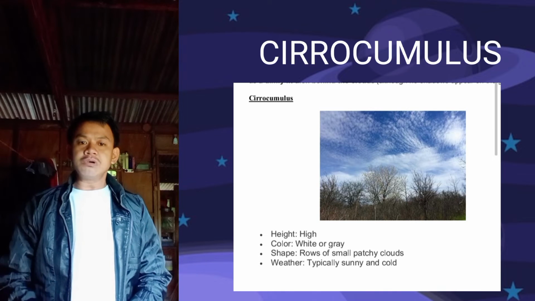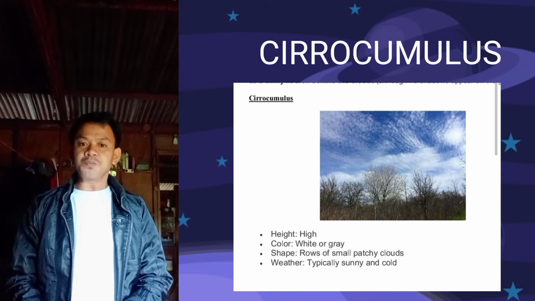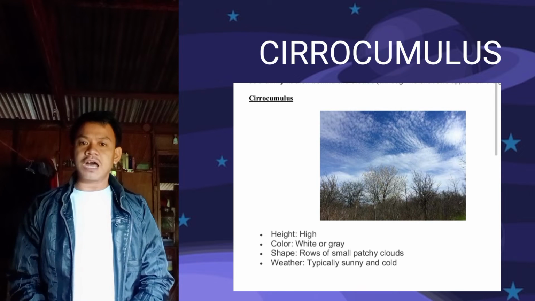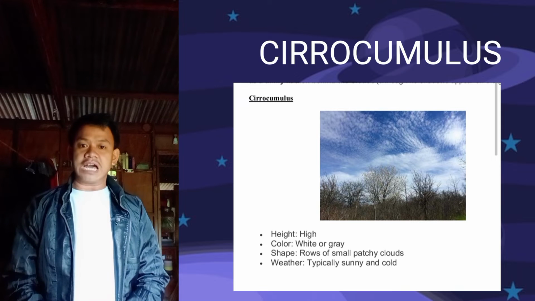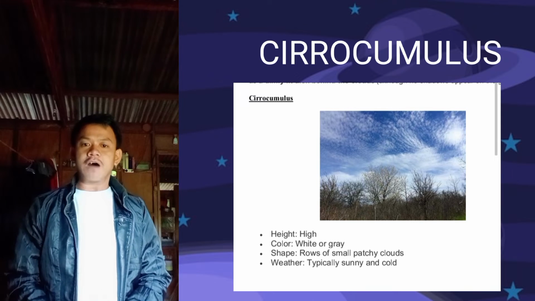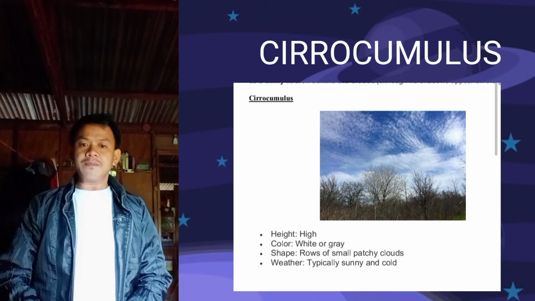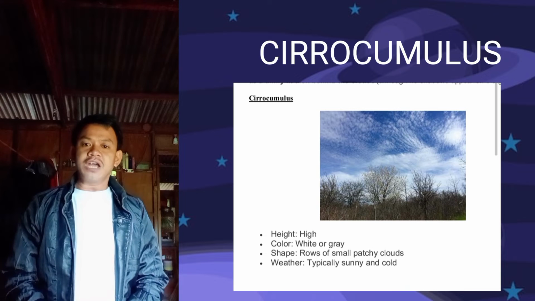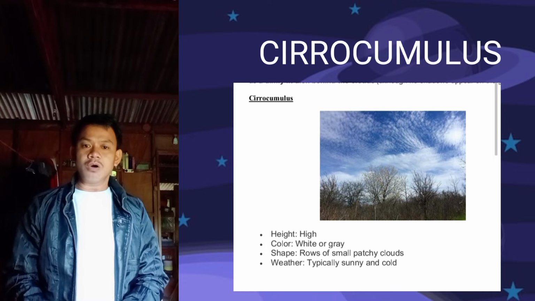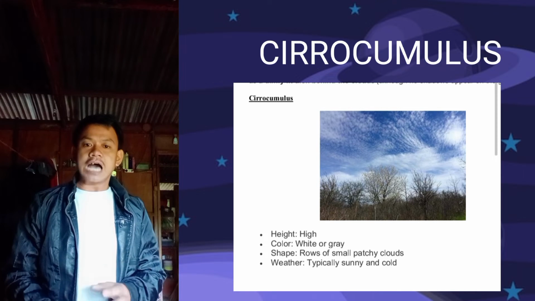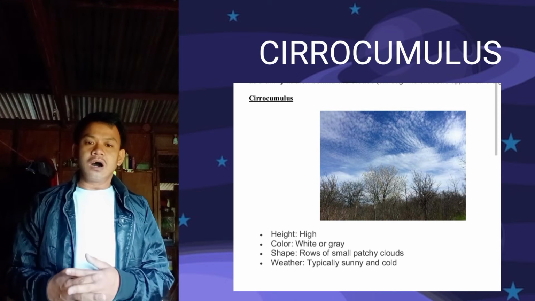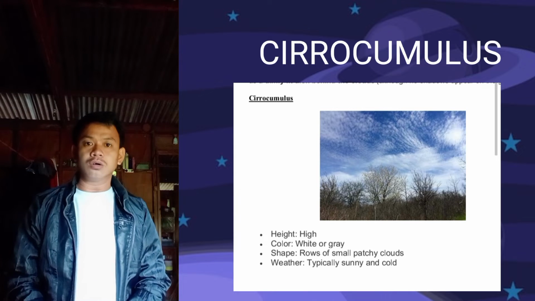The third one is cirrocumulus. Cirrocumulus clouds are much smaller than most other types of clouds, and they are sometimes called cloudlets. They're found at high altitude and are made of ice crystals. They are often arranged in parallel rows. They are one of the rarer types of clouds and usually don't last long.